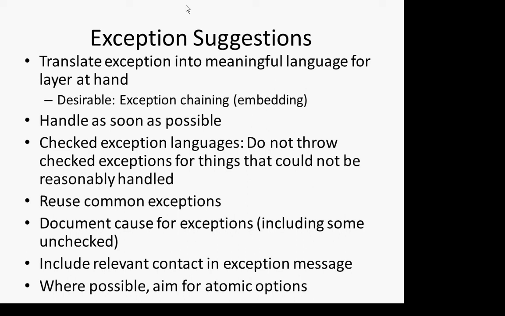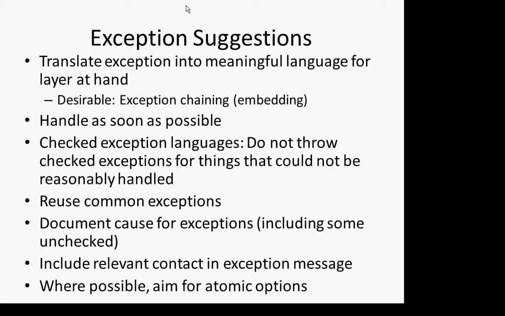Number 2, handle as soon as possible. Try to handle, if you can handle it close to the source of the error, that's great. Don't just assume somebody up there is going to handle it. Probably have at least one high-level exception handler so the system doesn't just bomb out with the default error message for a stack trace. It should have some sort of high-level message that deals with any cases that aren't handled, so the user doesn't see the gory details.